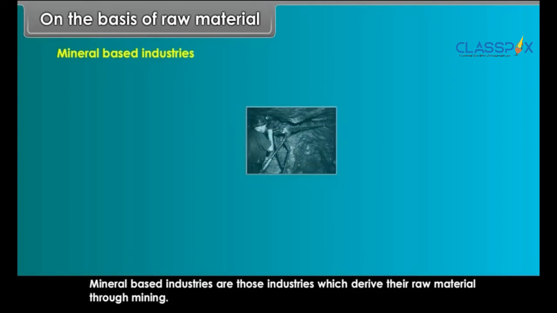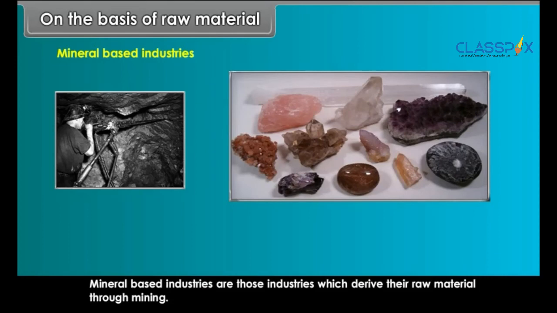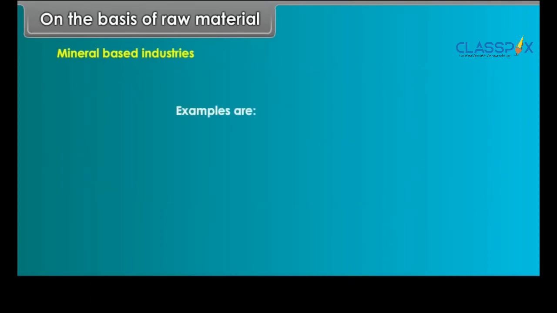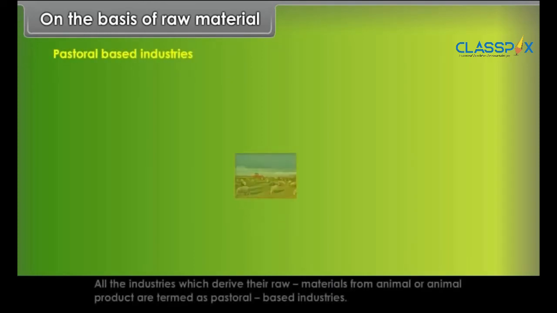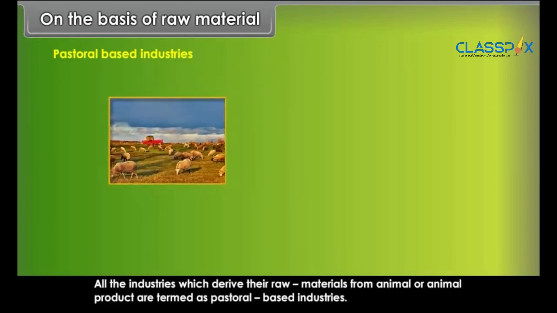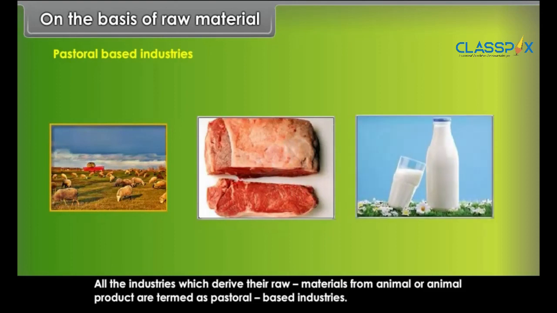Mineral-based industries. Mineral-based industries are those industries which derive their raw material through mining. Examples are iron and steel industry, aluminium industry, automobile industry, etc. Pastoral-based industries. All the industries which derive their raw materials from animals or animal products are termed as pastoral-based industries. Examples are leather goods industry, shoemaking, dairy industry, etc.